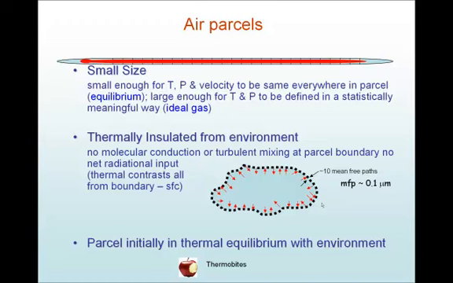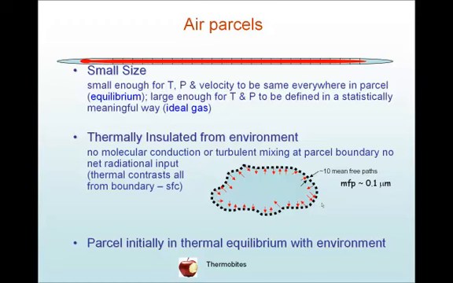But it also needs to be large enough for the temperature and the pressure to be defined in a statistically meaningful way. In other words, our parcel needs to be big enough to be considered an ideal gas. An air parcel needs to be thermally insulated from the environment. No molecular conduction or turbulent mixing at the parcel boundary. No net radiational input. And so there's a thermal contrast all along the boundary between what's inside and what's outside.